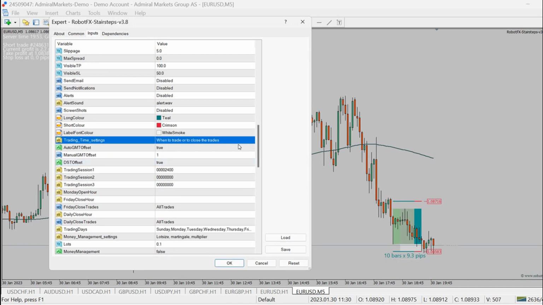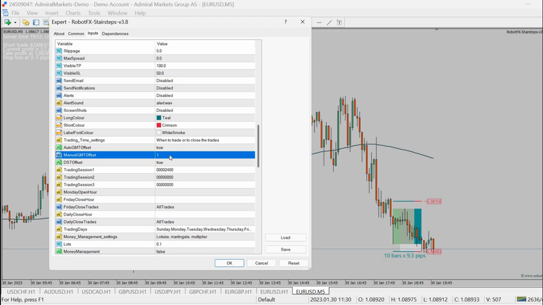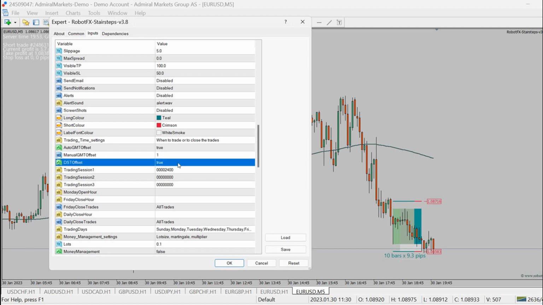The trading time setting basically tells us when to trade or when to close the open trades. There's the possibility to set the auto GMT by setting it to true. Obviously, this will not work in backtesting. In the strategy tester you have to set the difference, use the manual GMT offset, and also set the daylight saving time to true.